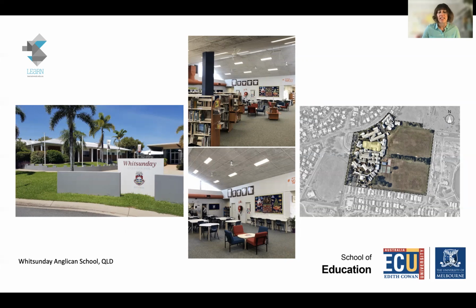For example, Whitsundays Anglican has always been an academic leader in their region. Their vision for this space and as a school was to think about how they can engage a diversity of learners. They wanted to ensure that the new build supported good 21st century learning skills for all of their students.